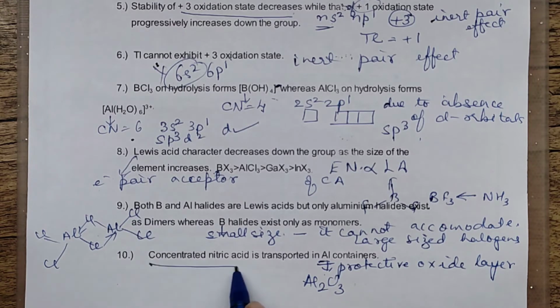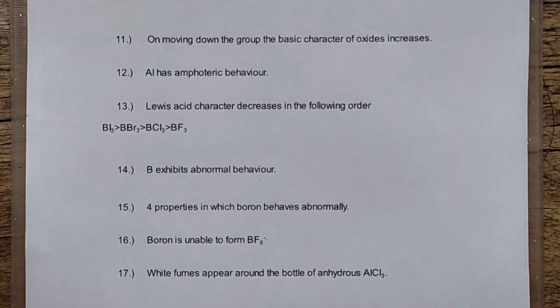Since concentrated nitric acid is a good oxidizing agent, it can oxidize aluminium to aluminium oxide, and once that coating around aluminium is formed, further reaction of aluminium with nitric acid can be stopped. Right? Moving on to the next question.